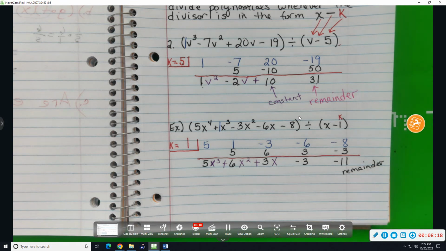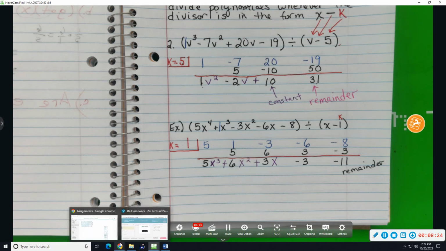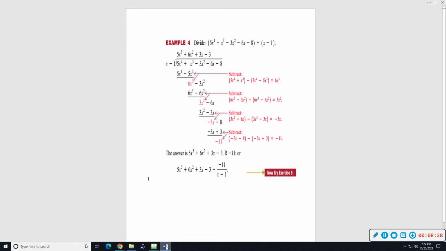Now, looking at what you've done there, what I've written, let's compare it to what I have over here. Did we get the correct answer? Did we get a remainder of negative 11? Yeah. And looking at this, is that what we have as our quotient? 5x to the third plus 6x squared plus 3x minus 3.